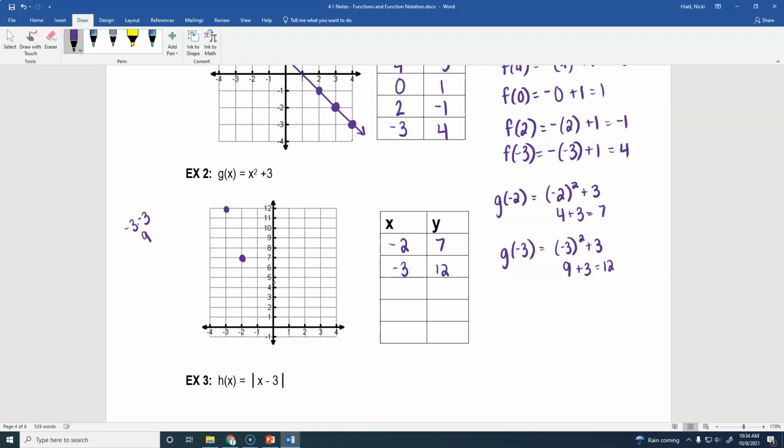I'm thinking I might not want to pick negative 4. It looks like it might go off the graph, right? So what number did I tell you always need to pick? 0. Let's try 0. So g of 0 is 0 squared plus 3. 0 squared plus 3 is 3. So 0, 3 is right here. All right, Caroline, give me another number.